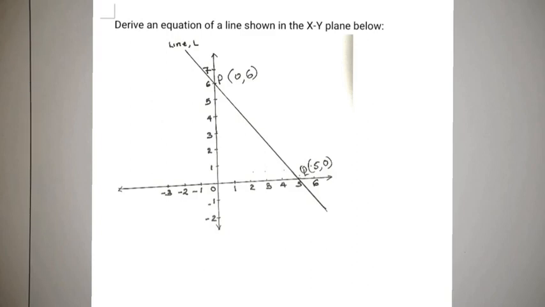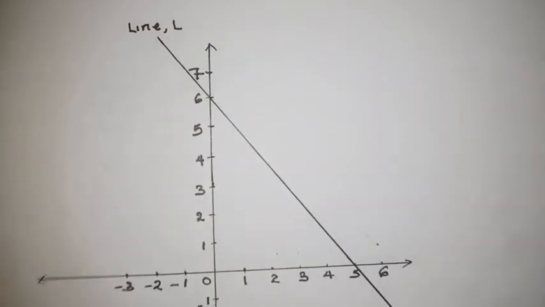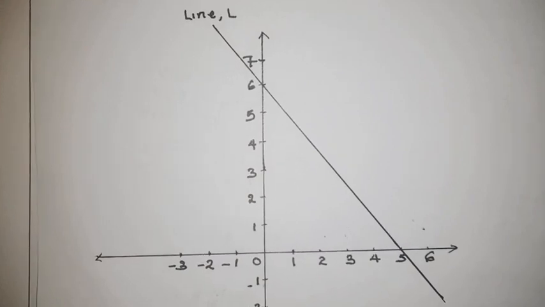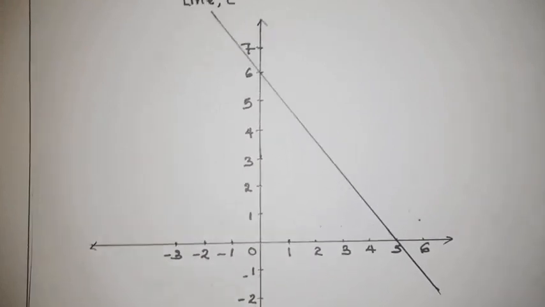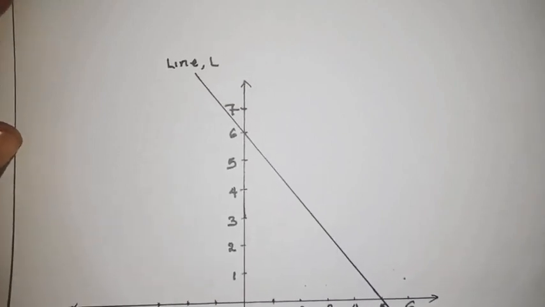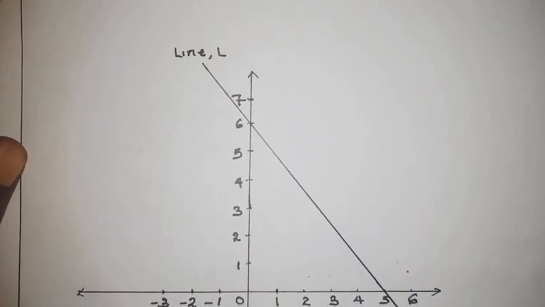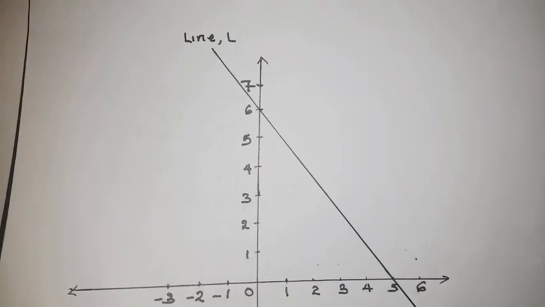Now, for us to derive an equation for a straight line, first of all, we need to consider this question and get some 2 points on it that will assist us get the gradient. We first of all need to get the gradient. Once we have the gradient, we can derive the equation easily by use of the formula.